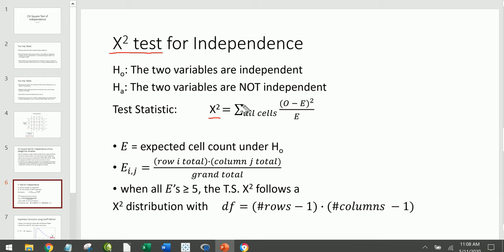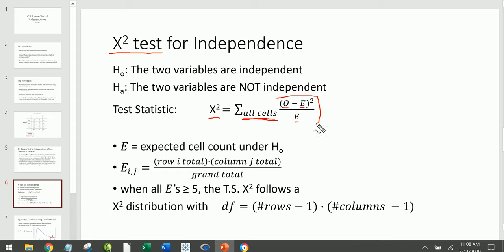The test statistic here is a chi-square test statistic, hence the chi-square test. Basically, what you're going to do is sum all the cells. We talked about what the cells were, right? In a 3x2 table, for example, there are 6 cells. For each of those cells, you take the observed cell count, that's what I mean by O, subtract the expected cell count, so you get the difference between the observed and the expected. You square that difference, then you divide by the expected. First square, then divide.